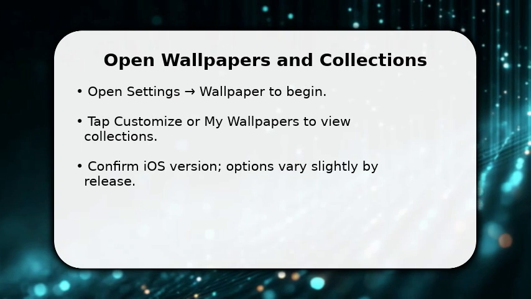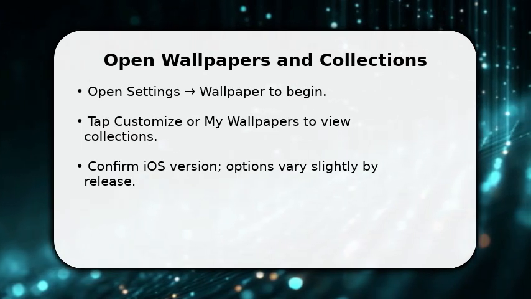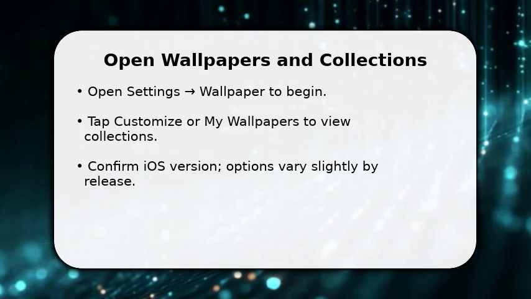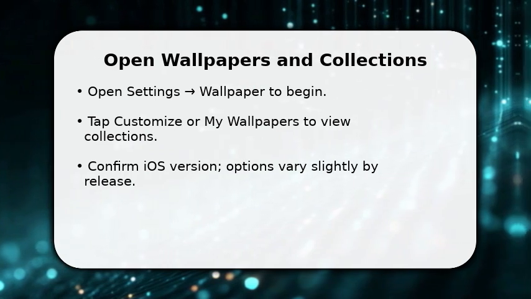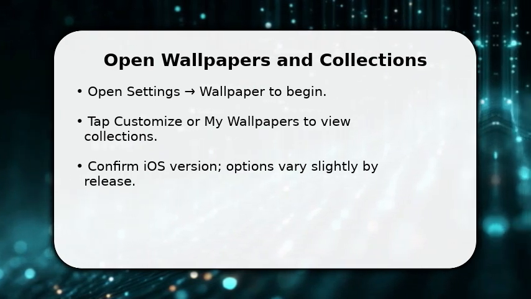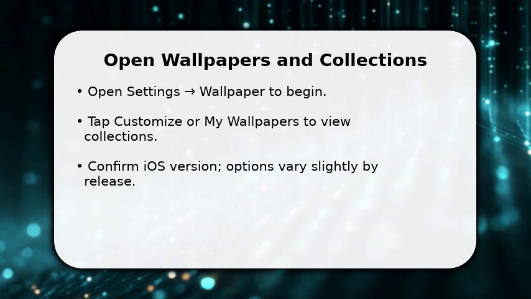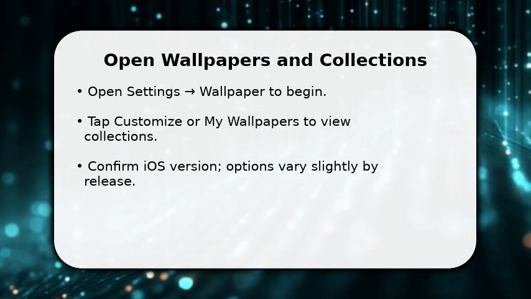You start by opening Settings and going directly to Wallpaper. Don't pause, tap Wallpaper to reveal your current lock and home screens. Once visible, choose Customize or My Wallpapers to expose saved collections and individual images.